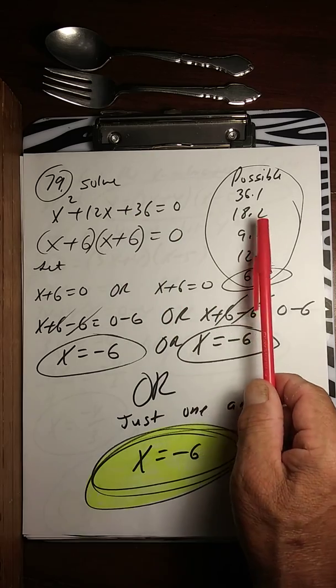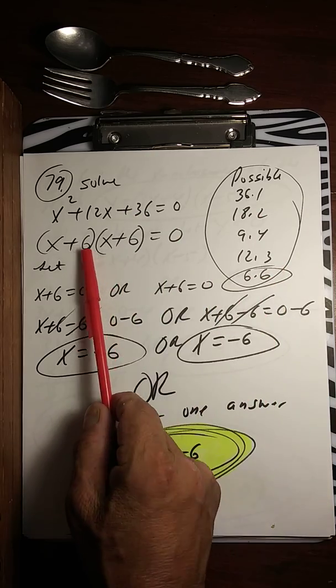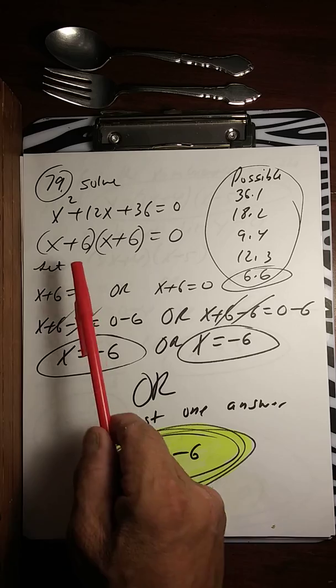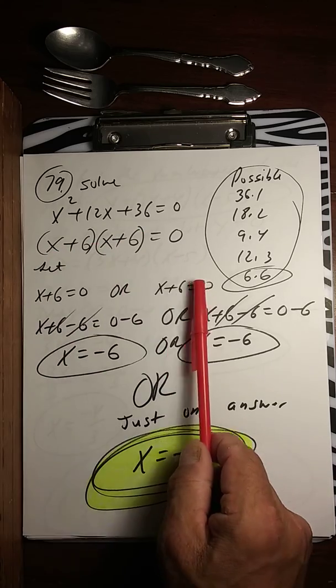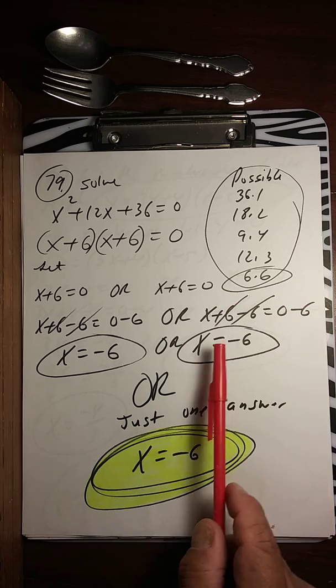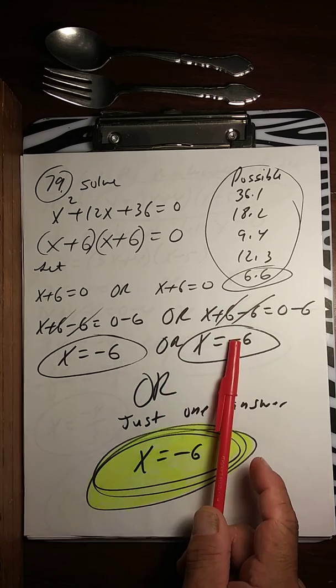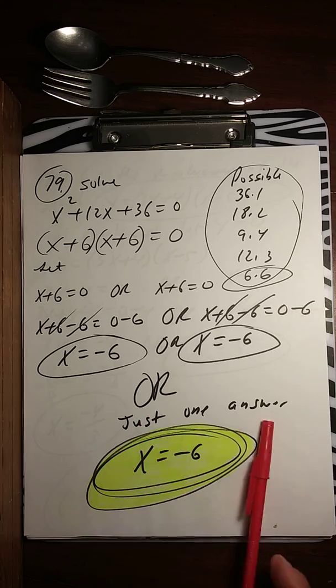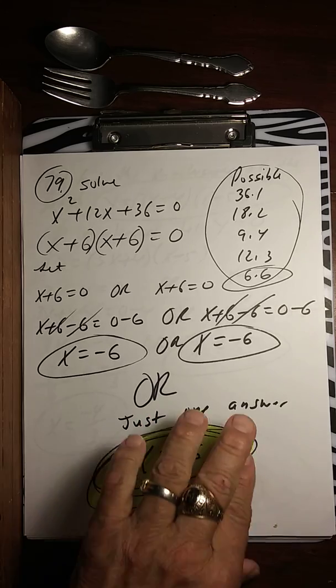It's ready to go. We're going to say 6 and 6. Looks like it. 6 times 6 is 36. 6 plus 6 is 12. Ready? X plus 6 equals 0, x plus 6 equals 0, minus 6, x equals negative 6. So x is negative 6, or just one answer, x is negative 6.